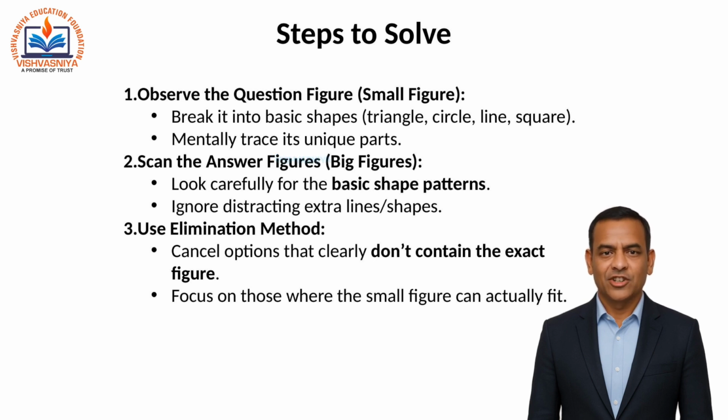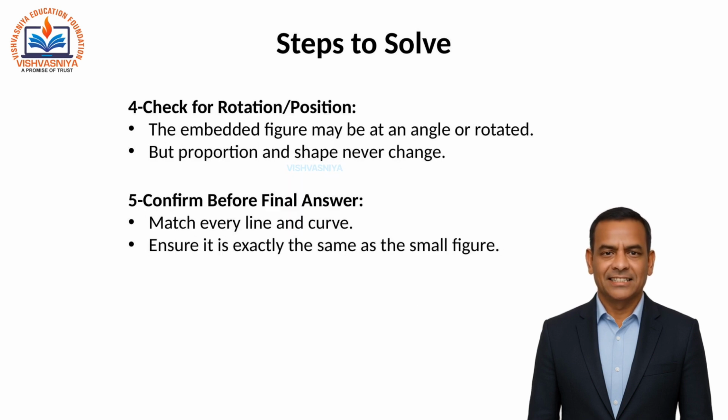Step 3. Use the elimination method. Quickly reject options where the shape doesn't match exactly. Step 4. Check for rotation and position. Sometimes the correct figure is rotated slightly. Don't worry, as long as shape and proportion remain unchanged, it is valid. Step 5. Confirm the final answer before selecting. Match every single line and curve to ensure accuracy.